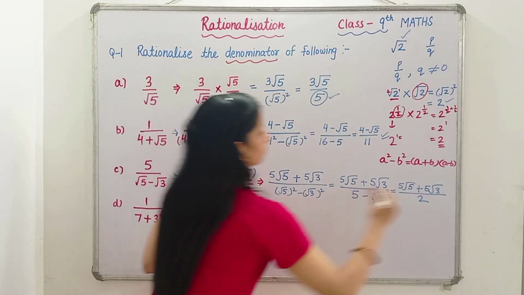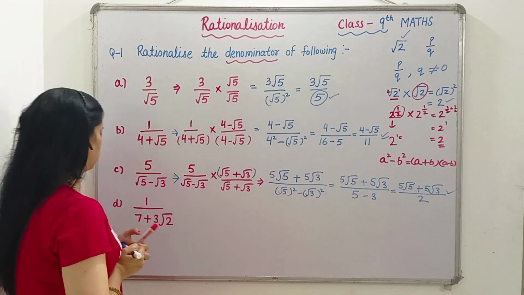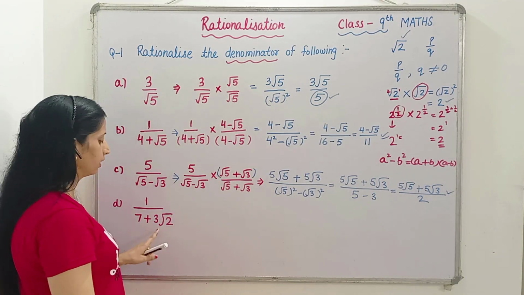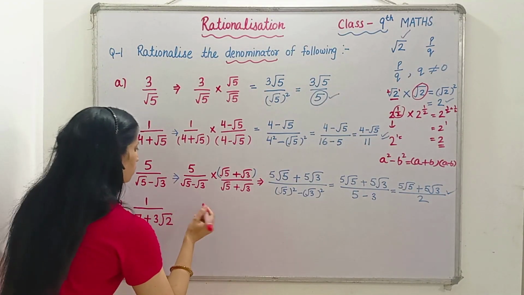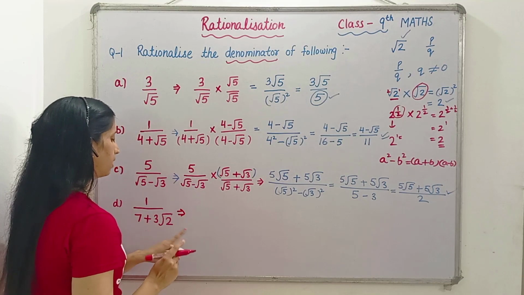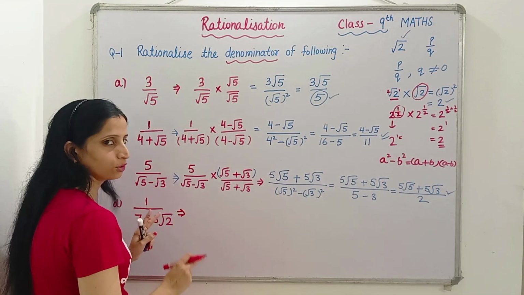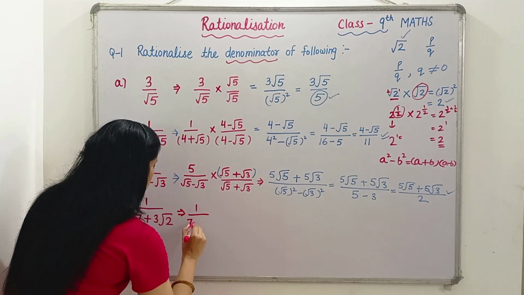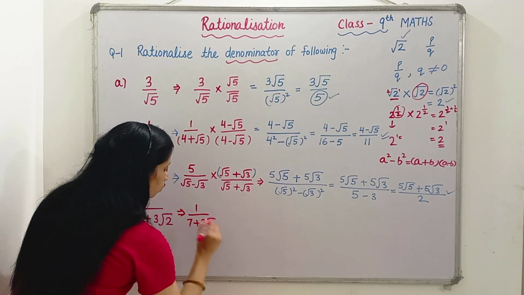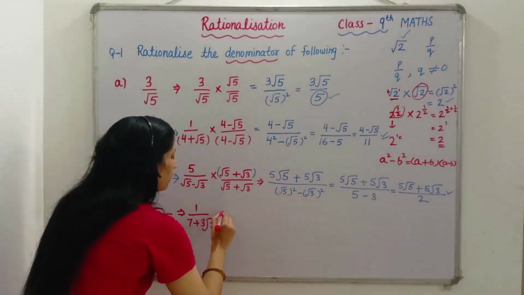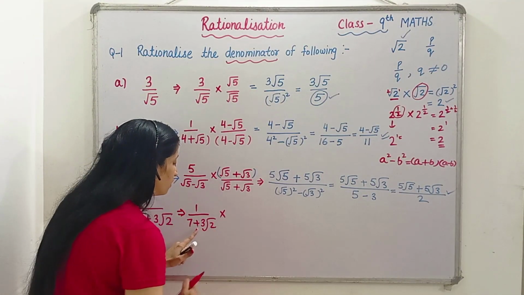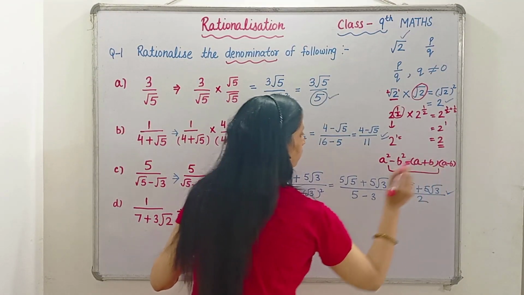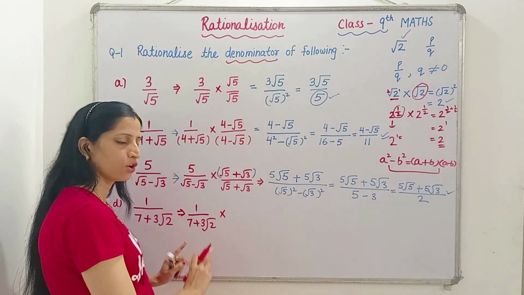Now let's do the fourth one. In the fourth one, again two terms. This is a rational number and this is an irrational number. So we will just follow the same method. I hope that now you understood how to do this type of questions. See, we will write 1 upon 7 plus 3 root 2. Now we will multiply by this, only we will change the sign to make this identity, so that we will be able to simplify the denominator.